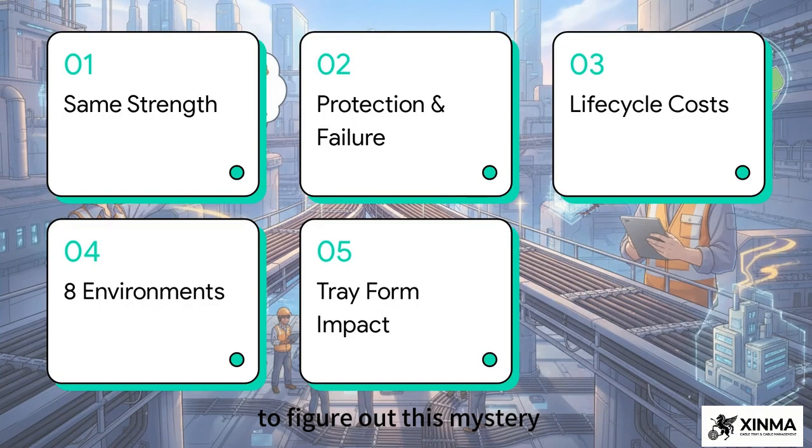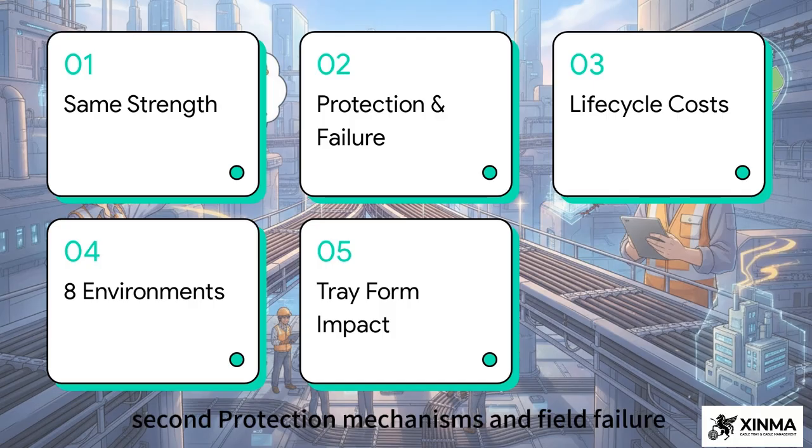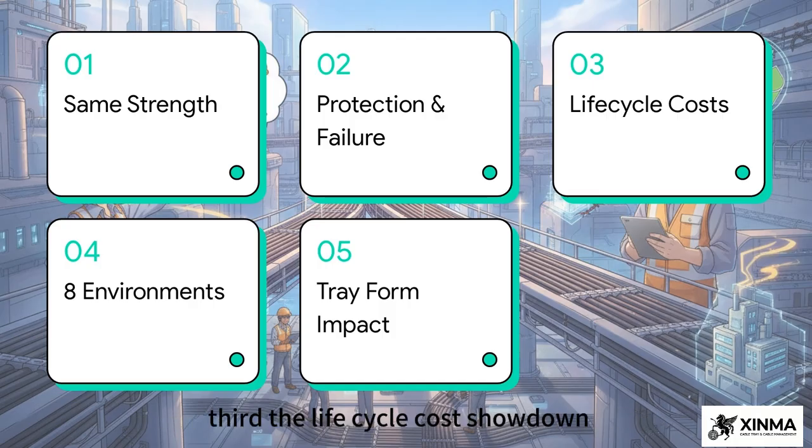To figure out this mystery, here is our roadmap for today's Explainer. First, same strength, huge price gap. Second, protection mechanisms and field failure. Third, the lifecycle cost showdown. Fourth, the 8 environment selection matrix. And finally, number 5, the impact of tray type.